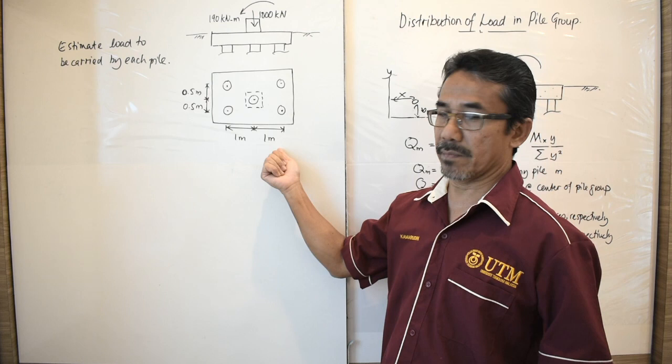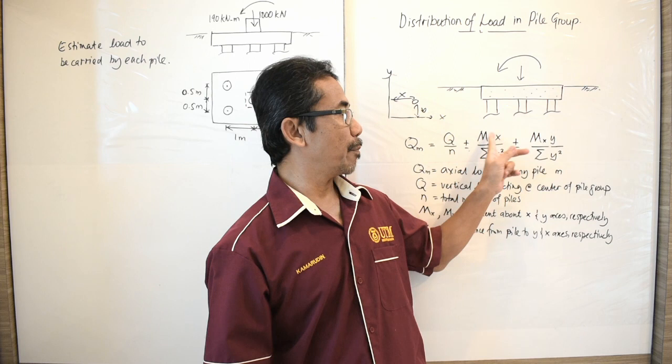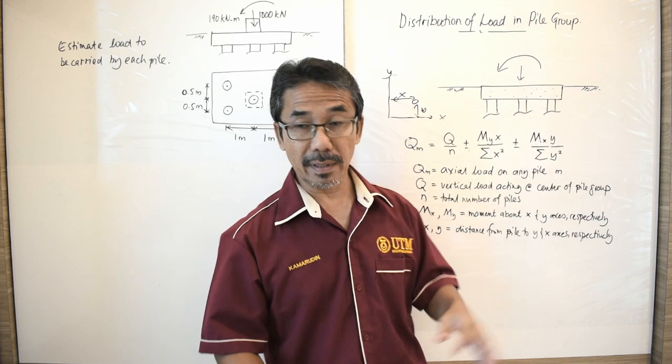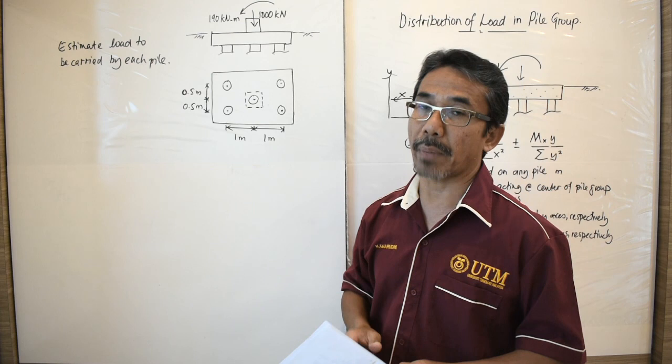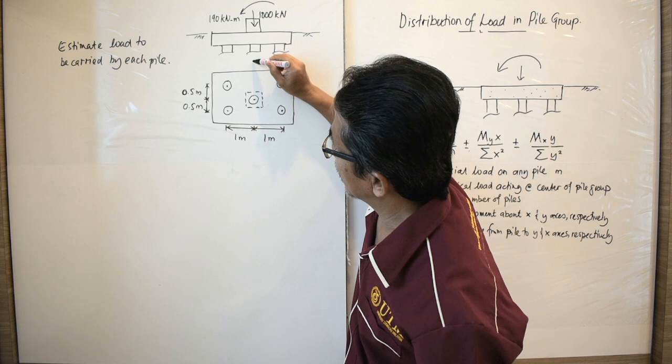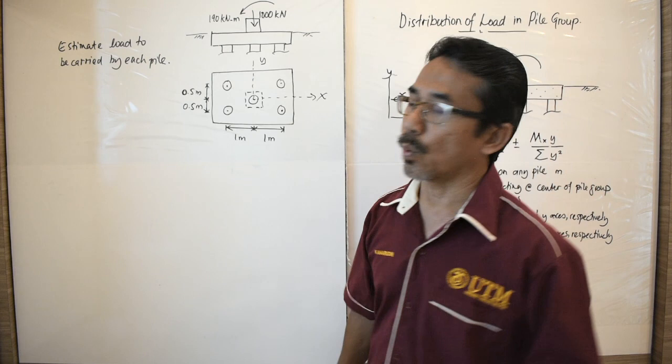We are asked to estimate the load to be carried by each pile. If you remember the equation here, we have My, we have Mx, we have x, we have y, and so forth. So let's establish a coordinate system. We place the origin of the coordinate at the centroid of the pile group. So the origin of the coordinate system is at the center here. This is the X axis and this is the Y axis.